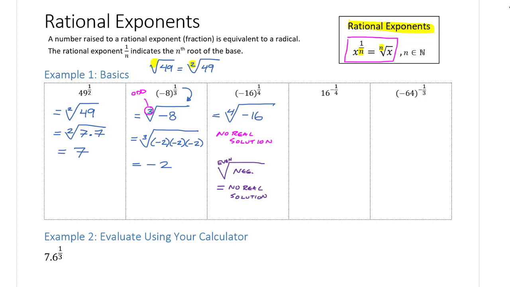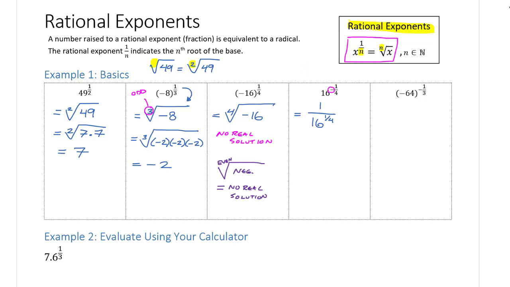Now, the next one, let's check this one out. So now we're going to combine this new rule that we're learning about with one of our older rules. Remember the rule we've talked about, what do we do with a negative exponent, right? Well, the negative exponent causes the reciprocal of the original value. So in this case, I would rewrite this as 1 over 16 to the 1/4. And the reason I did that is because of this negative right here, right?